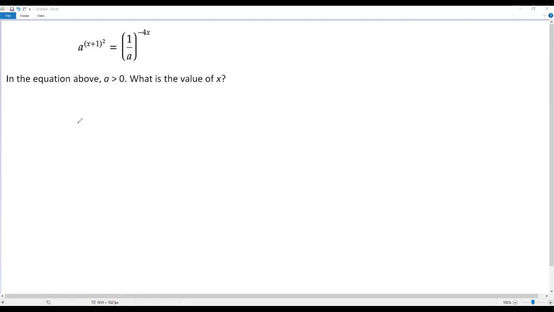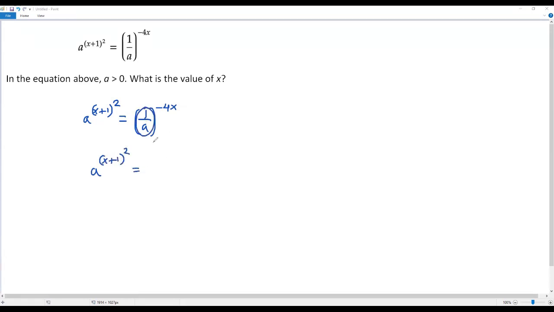In the given equation, we have to solve for x. Let me write the given equation as it is: (a^(x+1))² = 1/a^(-4x). Here we have (a^(x+1))², so let me write the left side as it is.